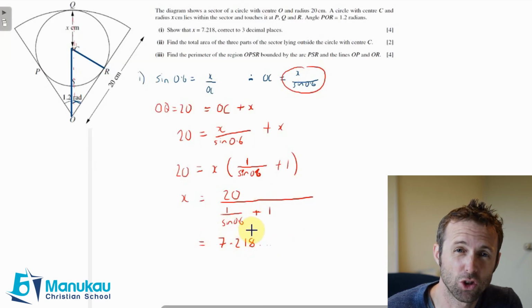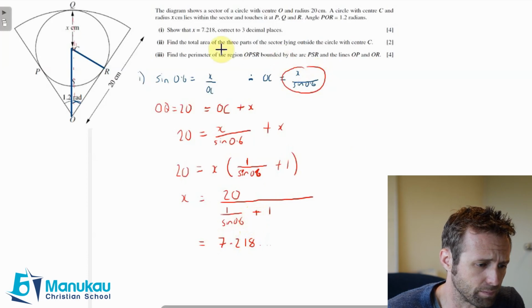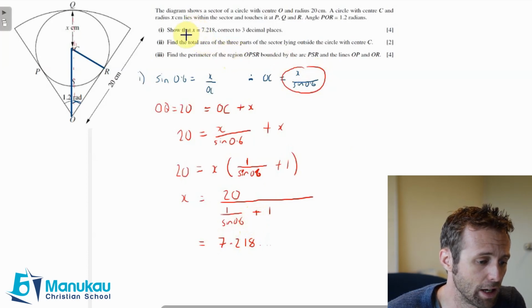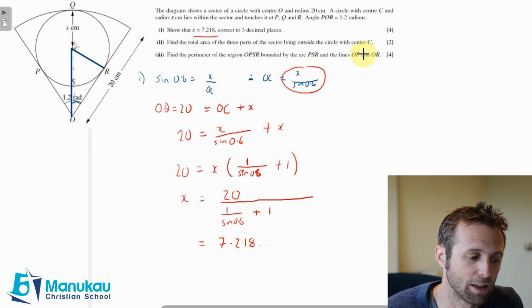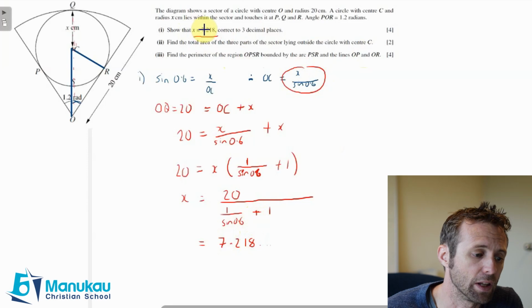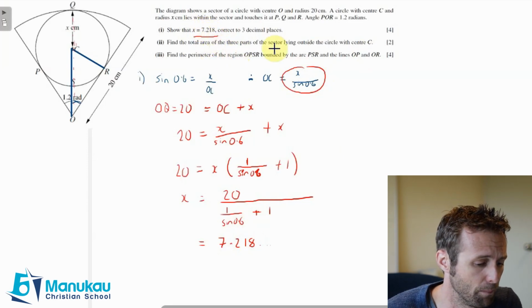So I think that was the tricky bit in this question. The rest of it isn't so difficult. Okay, just a little tip here with exam technique. Notice how it says show that x equals 7.218. Perhaps you can't manage to solve that part of the question. But the very fact that they're saying show that means you can actually use that in parts 2 and 3, even if you couldn't do part 1. So just be aware of that as well.